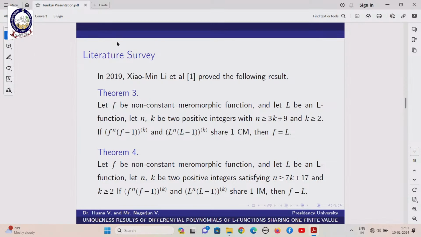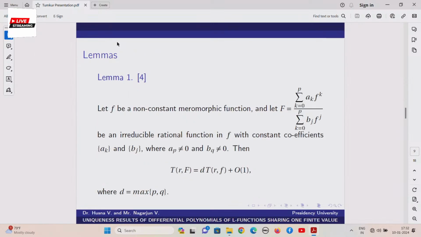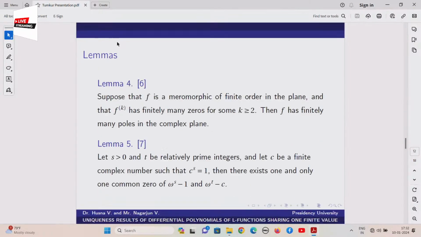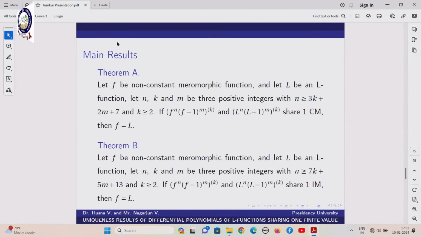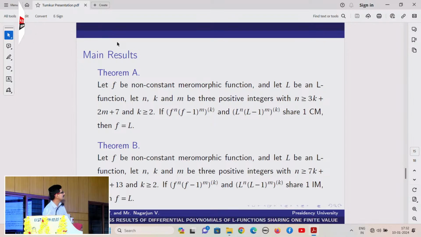These are some lemmas I have used to prove the main results. The main result is this. Instead of taking f minus 1, we have taken f minus 1 whole power m. If m equals 1, then the theorem reduces to Theorems 3 and 4.